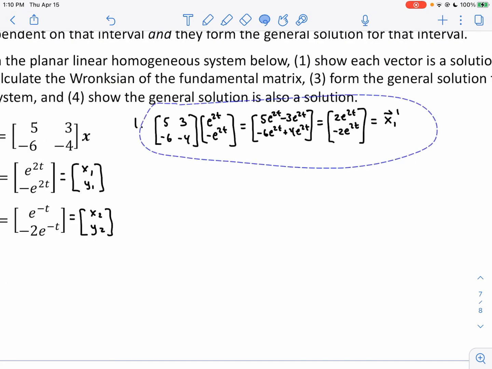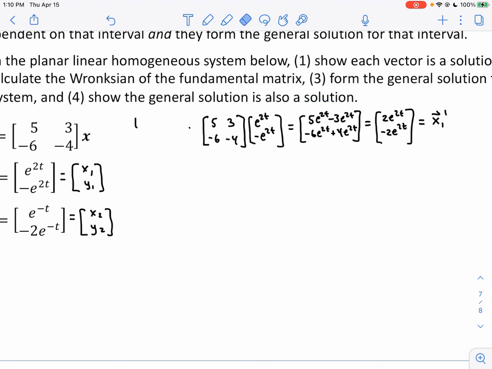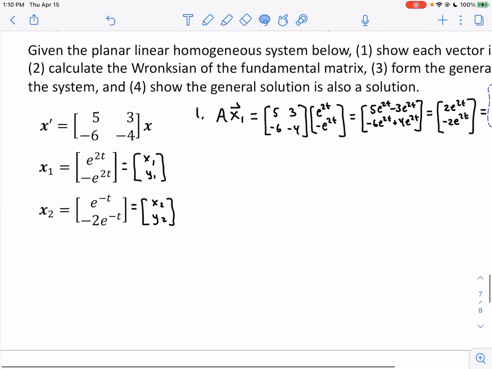And let me stretch this over here a little bit and squeeze something into our notes here. So we started by doing A times x vector 1. So that's what we did here with this calculation, and we wound up with this, and it turns out that's the same thing as x1 prime. So we verify that x1, vector x1 that is.